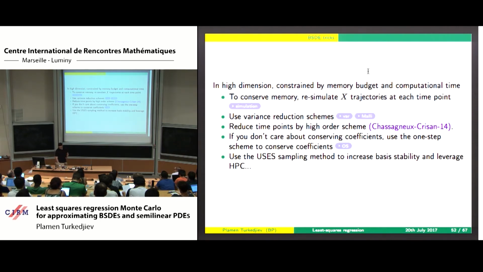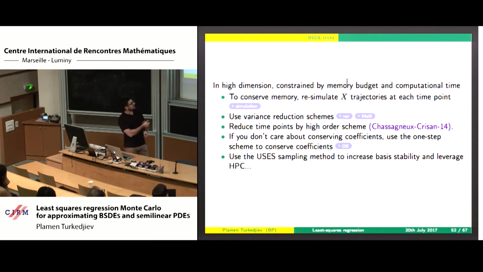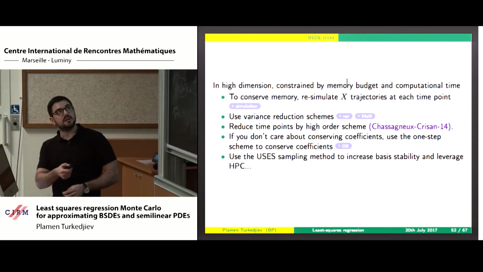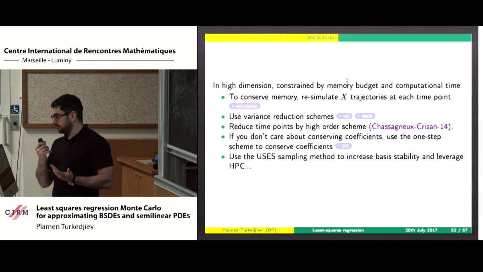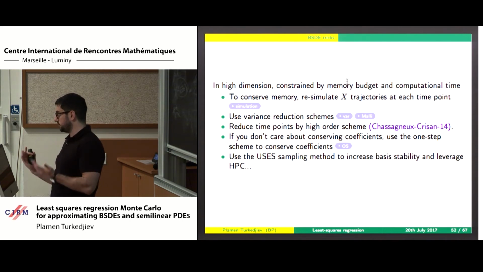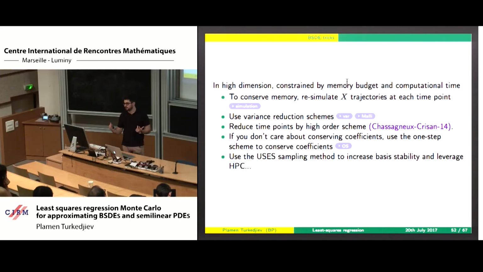And there we're basically constrained by memory in our computer and also computational time. Okay, we don't want to wait for 1 month to get results.